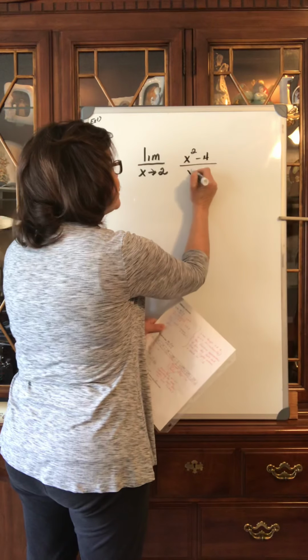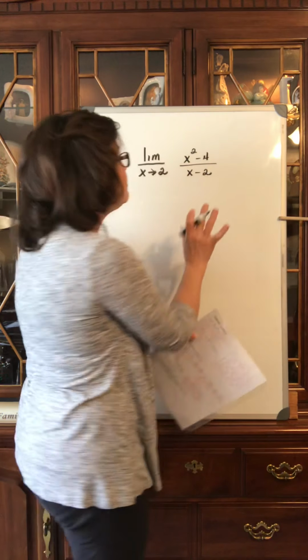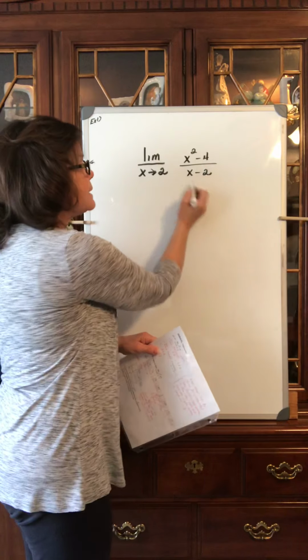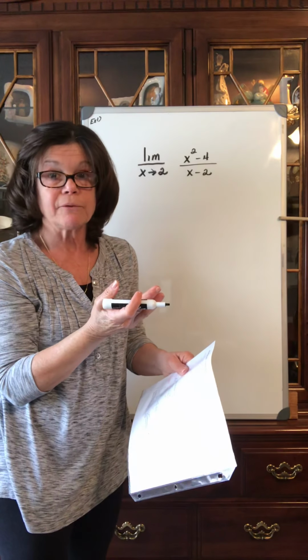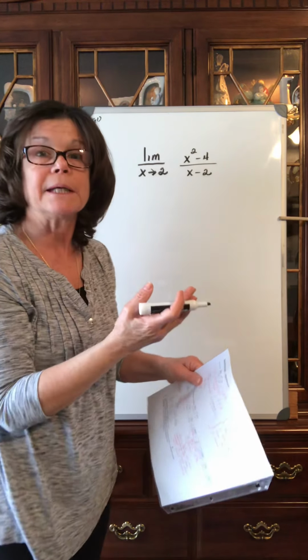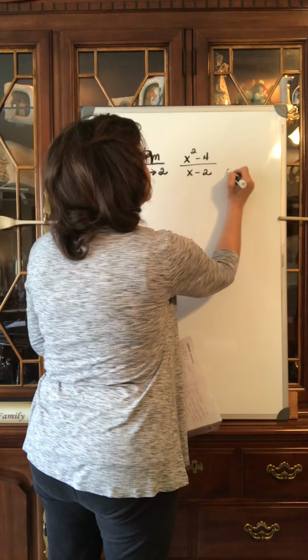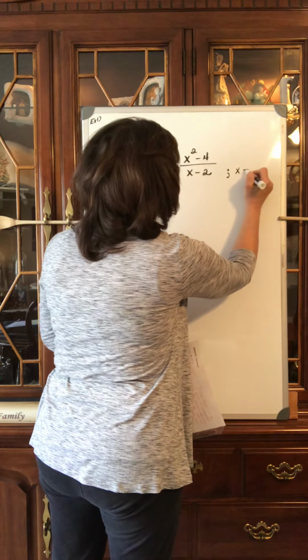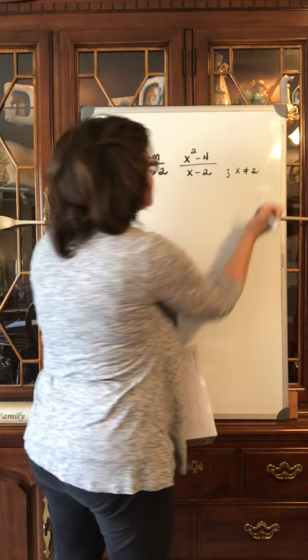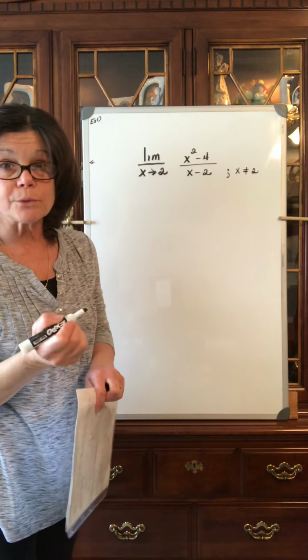x minus 2? Now, I know immediately that x cannot be a positive 2 because it would make my function undefined. It would give me a 0 in the denominator. So x cannot equal 2. That doesn't mean that the limit doesn't exist. All right, so we're going to do this by direct substitution.